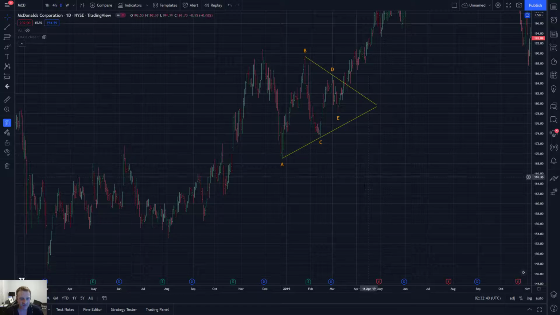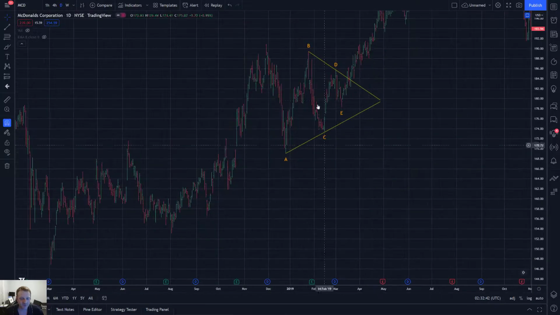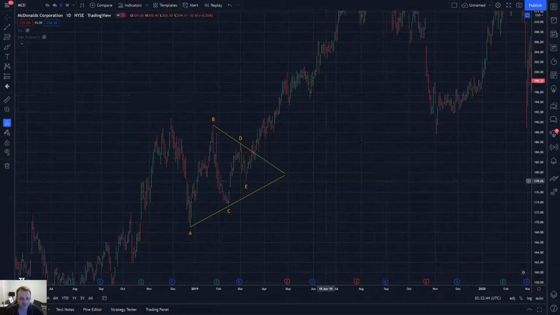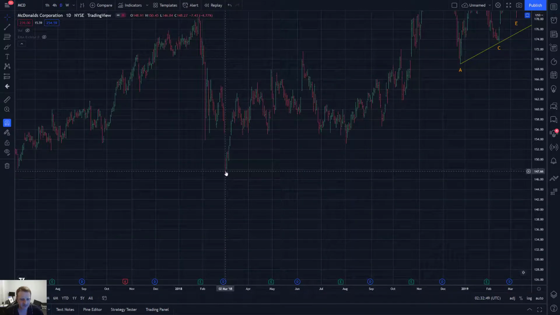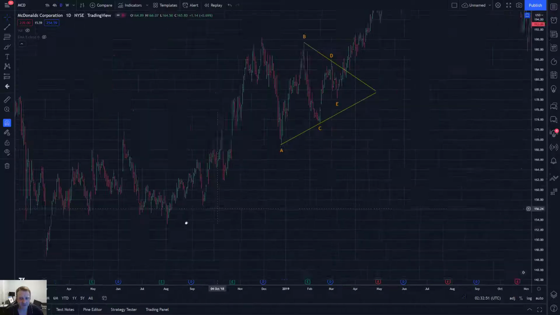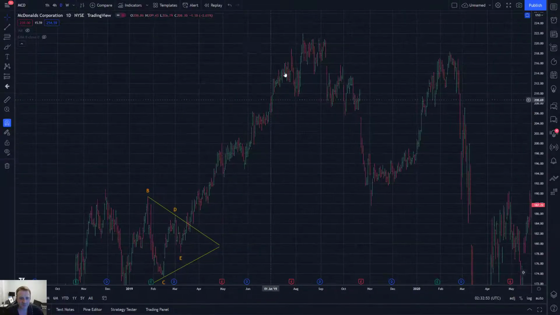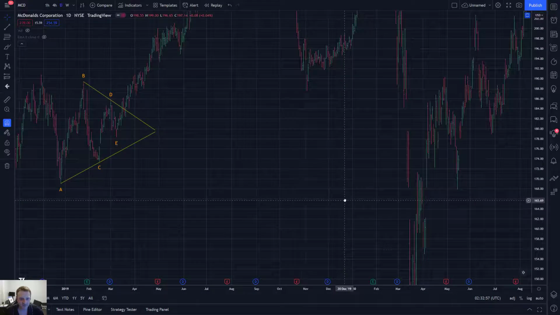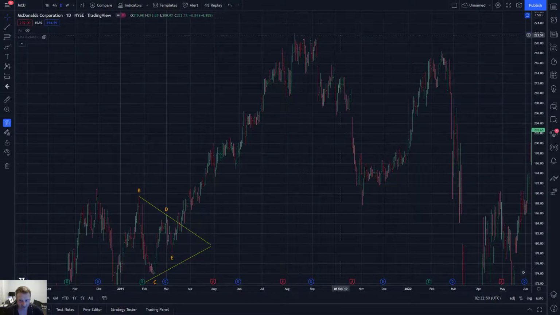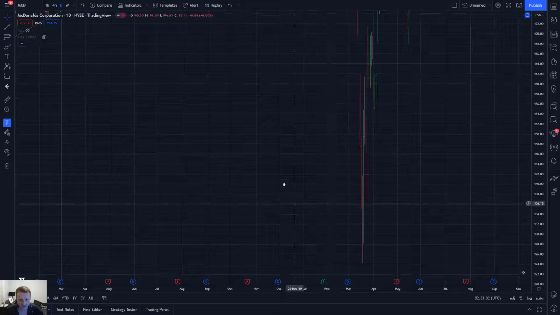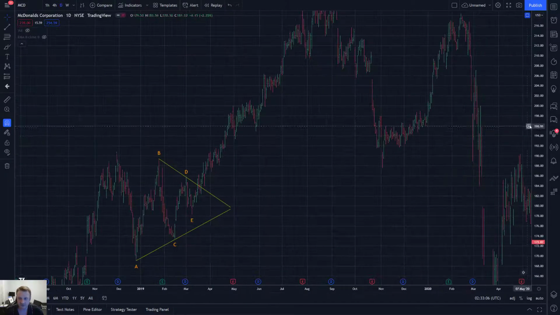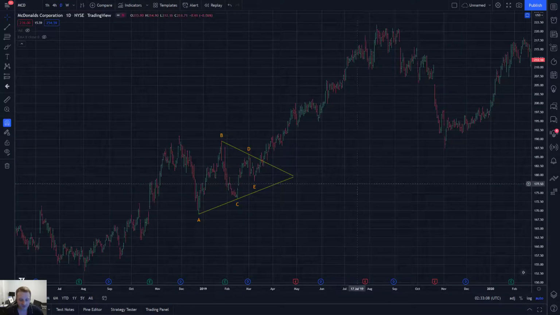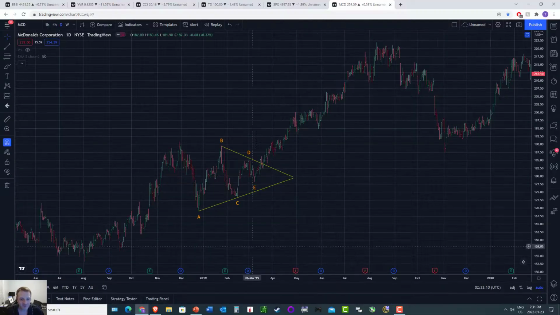Also, importantly, remember, triangles precede the final move in a sequence. So in this case, I believe it was preceding the final move in this impulsive sequence in McDonald's that started from, I believe, the March 2018 low. And after we got that big move out of the triangle, then we began a large move down. So the final move in the up sequence completed, and then we got a down sequence into the eventual March of 2020 low.